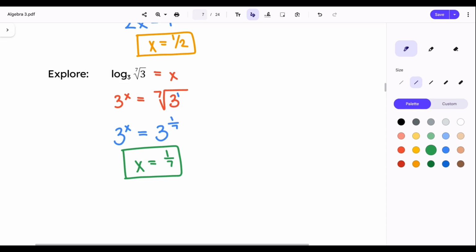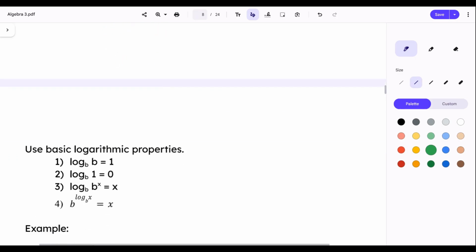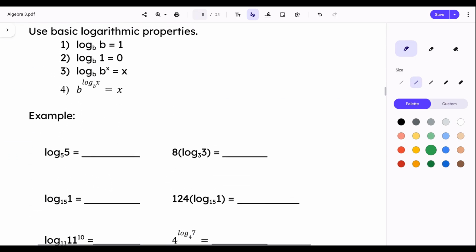Okay, if you guys go on to the next page here, we're going to get into some basic logarithmic properties. These would be properties that would be true for any situation. So the number could be changing, but as long as they fit one of these scenarios, you should be able to use this rule to help you easily and quickly solve something.